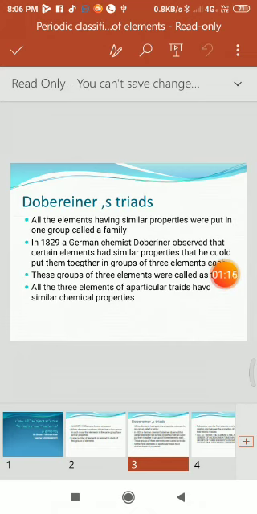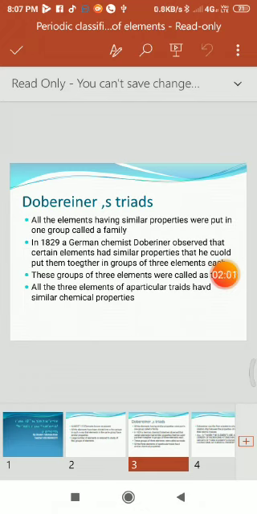In the year 1829, a German chemist, Dobereiner, observed that certain elements have similar properties and that he could put them together in groups of three elements each. These groups of three elements were called triads. All the three elements of a particular triad have similar chemical properties. In fact, Dobereiner was the first scientist to show the relationship between the properties of elements and their atomic masses.